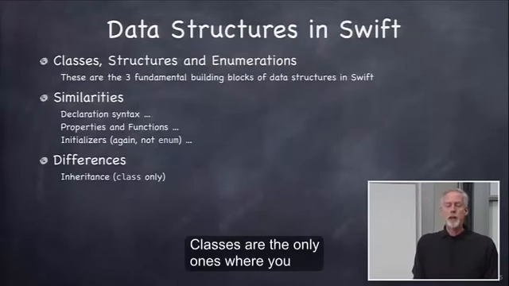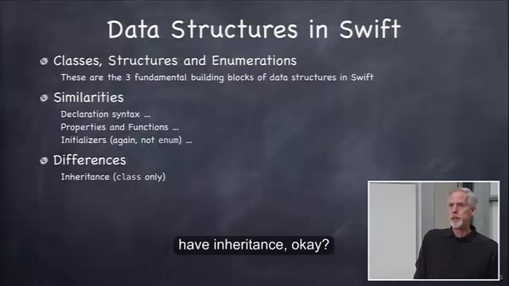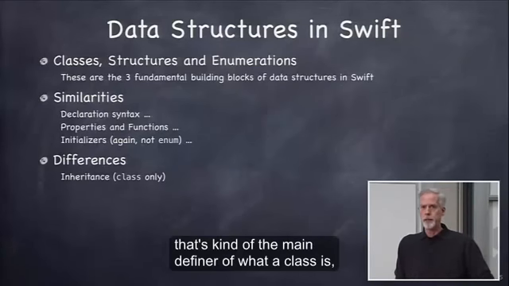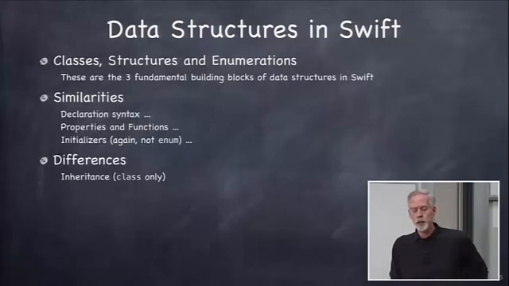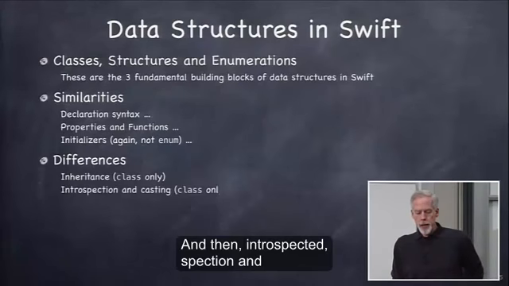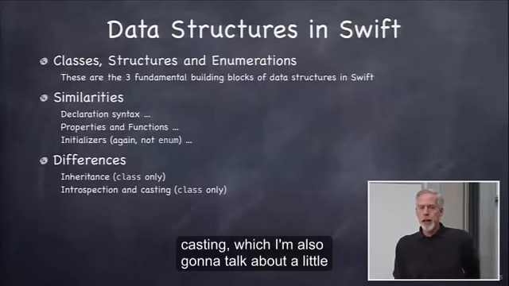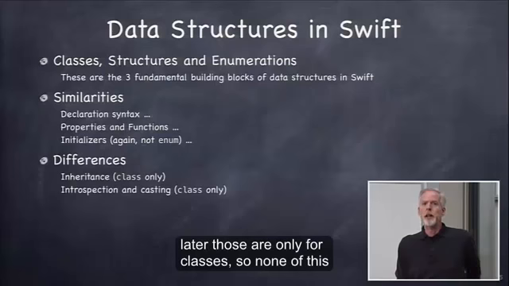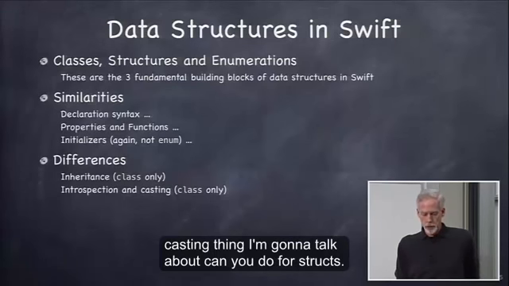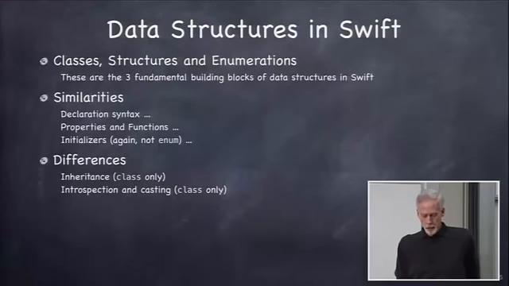Classes are the only ones where you have inheritance. And it's pretty obvious, that's kind of the main definer of what a class is. It has inheritance. And then introspection and casting, which I'm also going to talk about a little later, those are only for classes. So none of this casting thing I'm going to talk about can you do for structs.